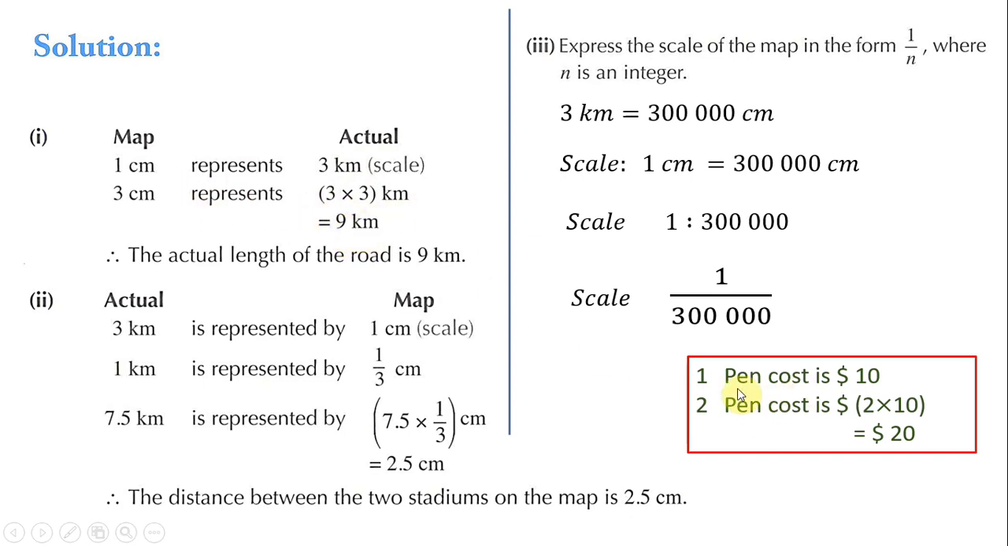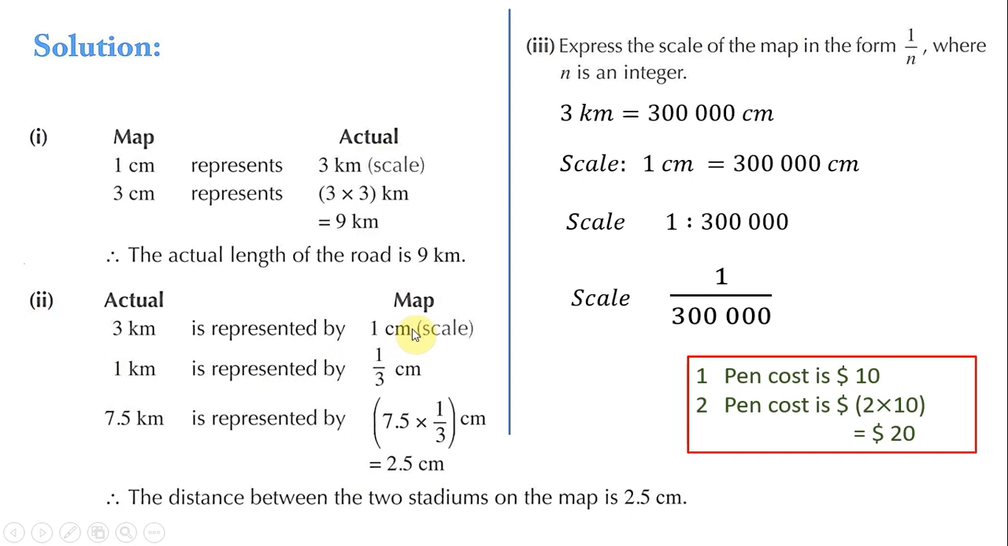This could be understood using this example. In this example, one pen costs $10. This is the cost of one pen. This is the cost of a unit pen. To find out the cost of any other quantity, like 2 pens cost 2 multiplied by 10. Multiply this quantity with the cost of the unit pen, the cost of one pen. So 2 multiplied by 10 is 20. Similarly, this is the distance of unit centimeter. So multiply 3 with this 3 to get the distance 9 km. The actual length of the road is 9 km.